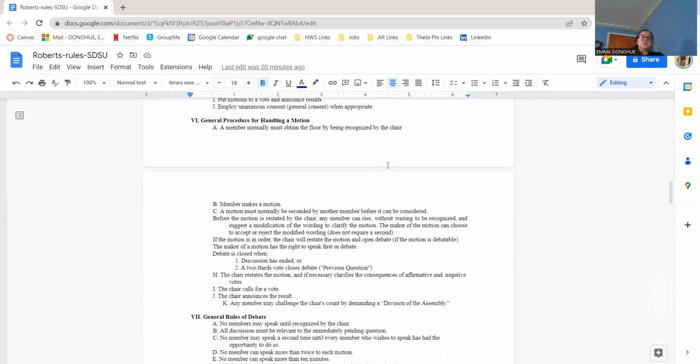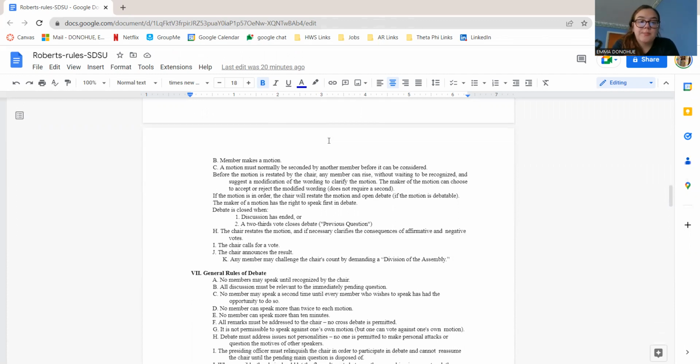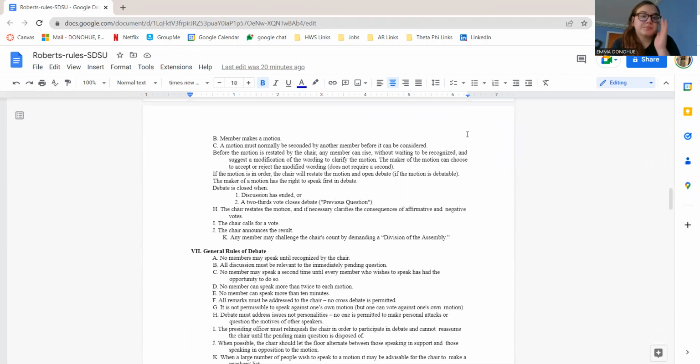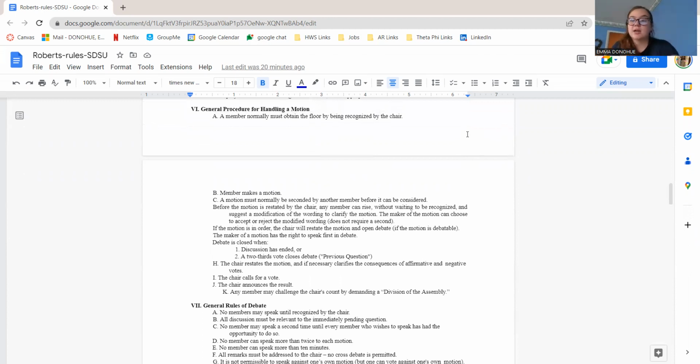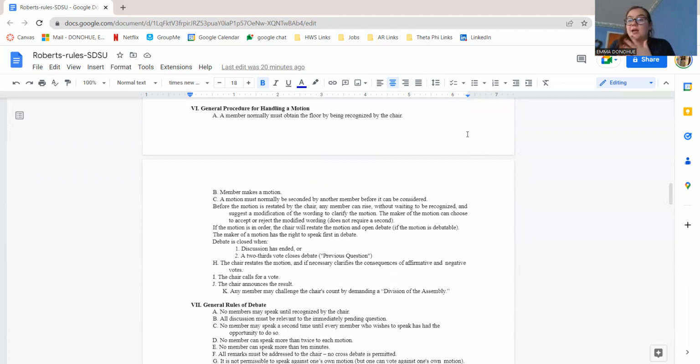So the general procedure for handling a motion is that a member normally must obtain the floor by being recognized by the chair. The member then makes the motion. A motion must normally be seconded by another member before it can be considered. So if you were making a motion about the calendar for the upcoming year, I would raise my hand, wait to be acknowledged by the chair, and then make my motion, saying I move to approve the calendar for the next fiscal year. And then I would need somebody else to say I second the motion for the calendar approval.